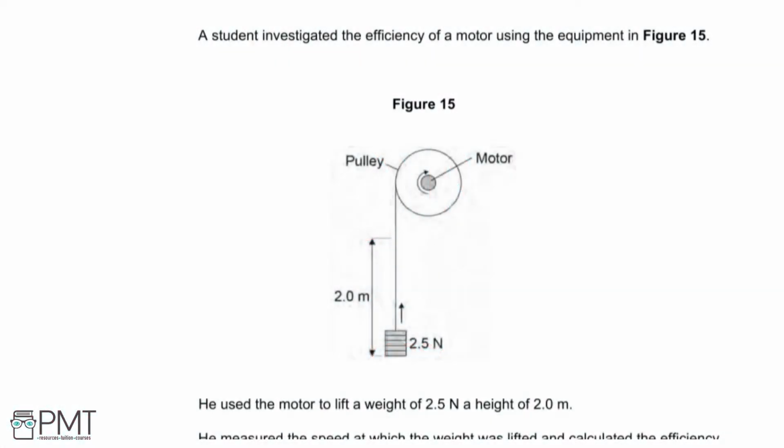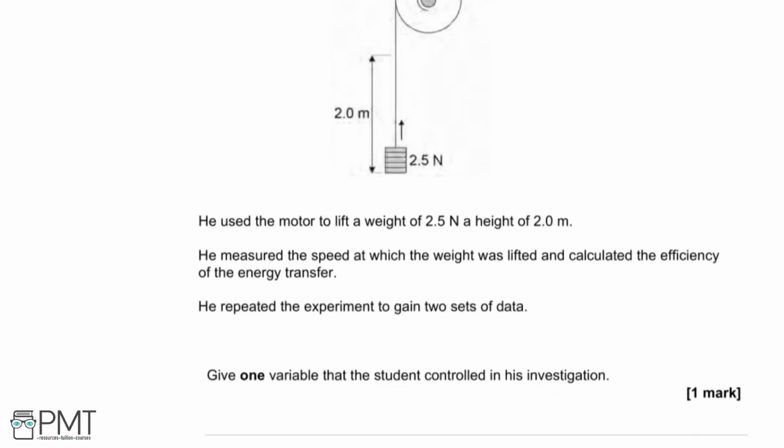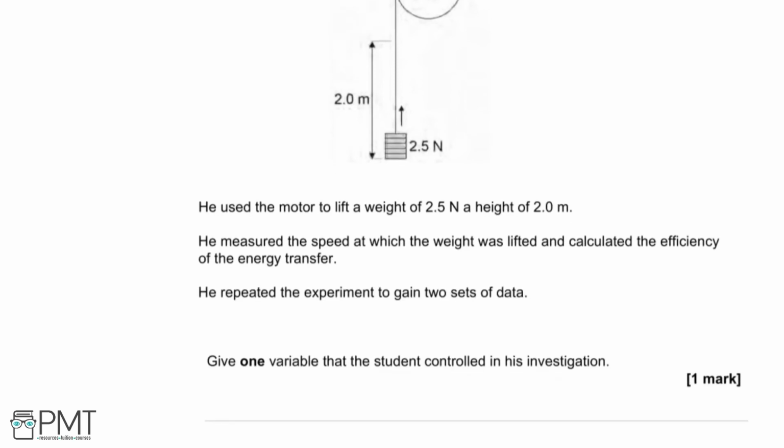A student investigated the efficiency of a motor using the equipment in figure 15. In figure 15 you can see a weight being lifted up by a string attached to a pulley and a motor. He used the motor to lift a weight of 2.5 newtons at a height of 2 meters. He measured the speed at which the weight was lifted and calculated the efficiency of the energy transfer. He repeated the experiment to gain two sets of data.